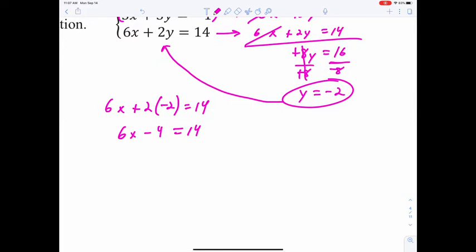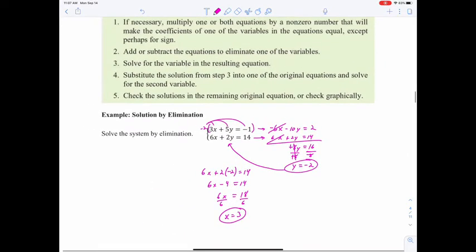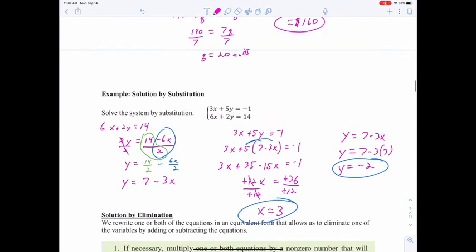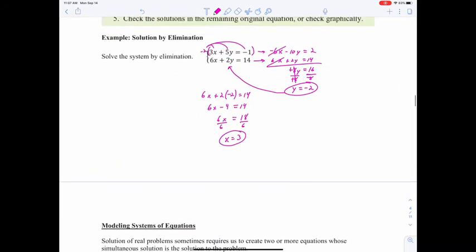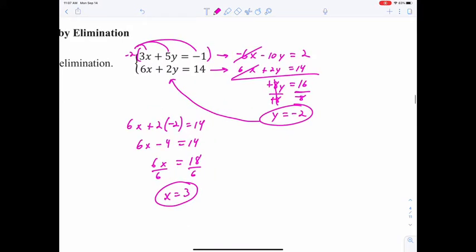Add 4 to both sides. All right, so we get 6x equals 18. And divide by 6 on both sides, x equals 3. Now notice we use the same 2 equations here as we did up above for the substitution method. So we know x should be 3 and y should be -2, and that's what we got here. So we got the same answer, just simply using a different method this time, okay?